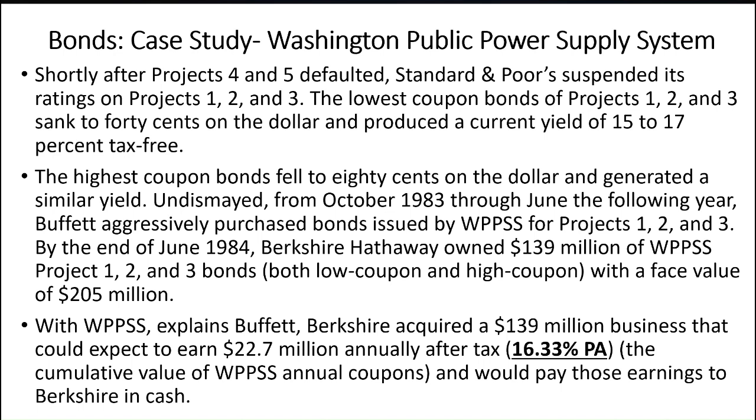1983 through June the following year, that is 1984, Buffett aggressively purchased the bonds issued by WPPSS for projects 1, 2, and 3. By the end of June 1984, Berkshire Hathaway owned 139 million of WPPSS project 1, 2, 3 bonds, both low coupon and high coupon, with a face value of 205 million. This is a huge deal.